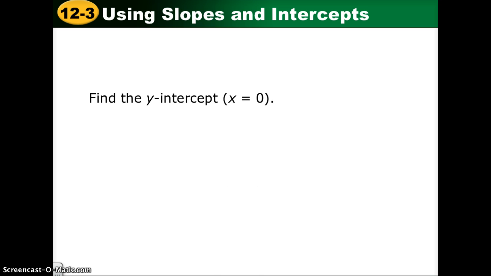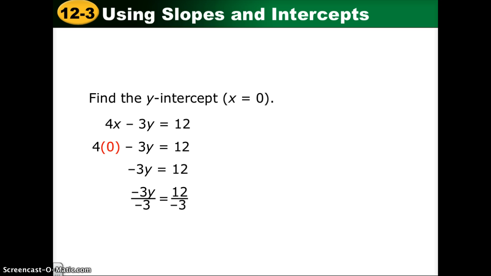If we want to find the y-intercept, that's where x equals 0. So we replace x with 0. We multiply 4 times 0 and subtract 3y equals 12. So 0 minus 3y is negative 3y equals 12. We divide by negative 3 on both sides, so y equals negative 4.